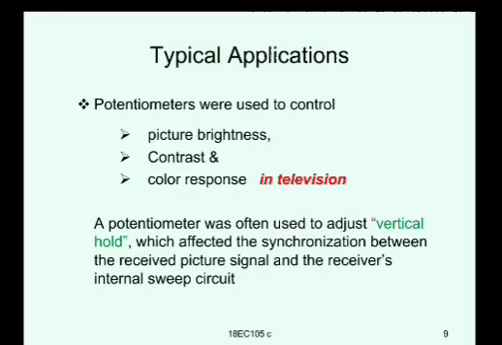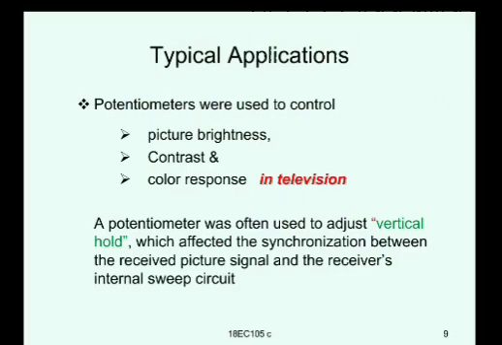So the typical applications, of course we don't have these type of TVs nowadays, but to know, most of you might have used. The potentiometers were used to control the picture brightness, contrast as well as the color response in the televisions, with CRT models, old model of course.